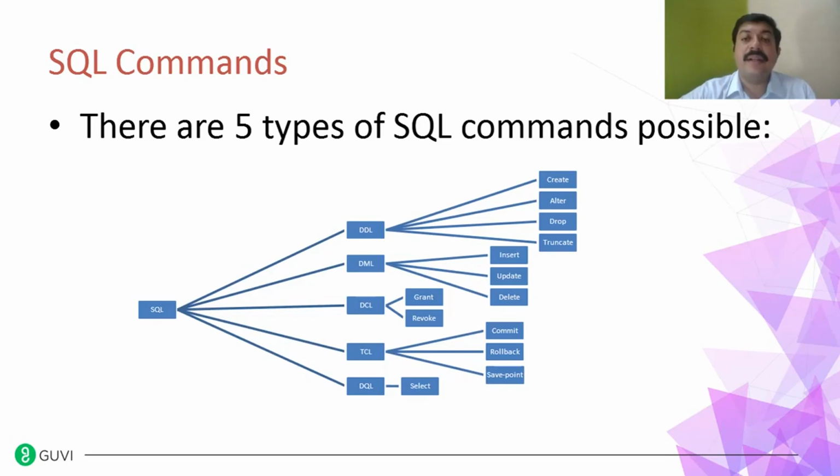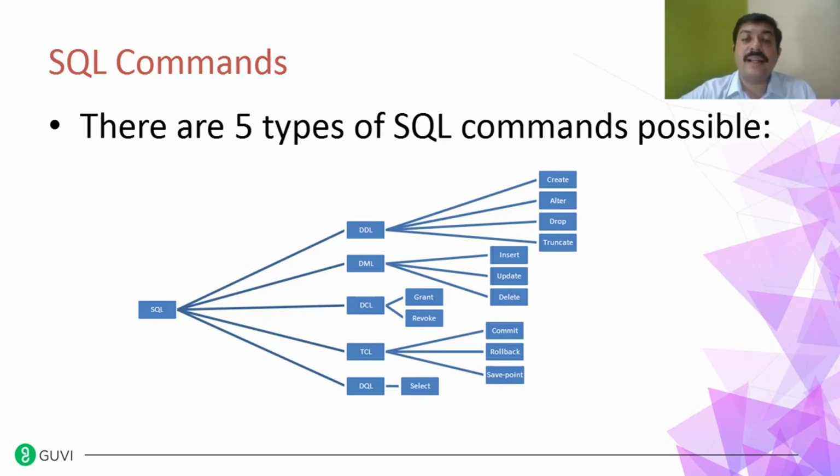Next is the DML. DML has insert, update, delete commands. Using these commands, we can insert data into a table, and we can update the data if somebody's mobile number or address changed. So using the update command, we can update that information. Similarly, we can delete particular records.